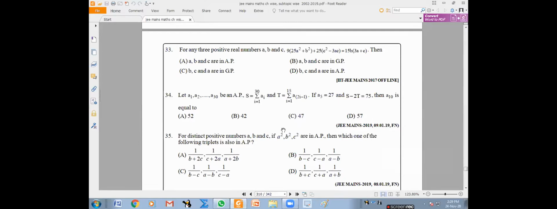I'm erasing this. Okay, 33. To open that, 9 into 25 a square, it is 225 a square plus 9 b square plus 25 c square minus 75 ac minus 45 ab minus 15 bc equal to 0.